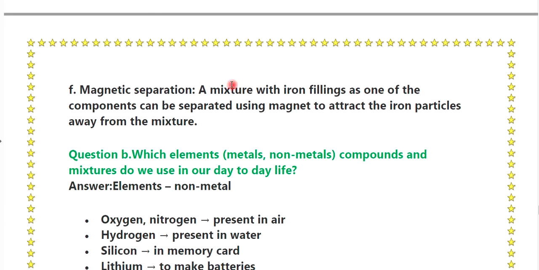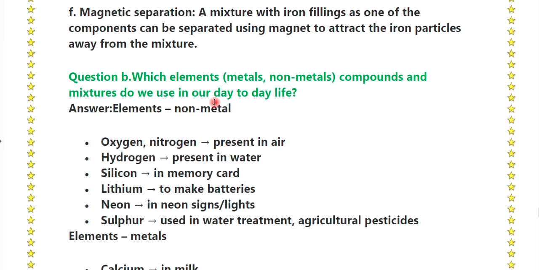F is magnetic separation. A mixture with iron filings as one of the components can be separated using a magnet to attract iron particles away from the mixture.